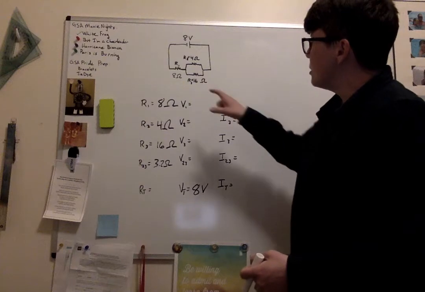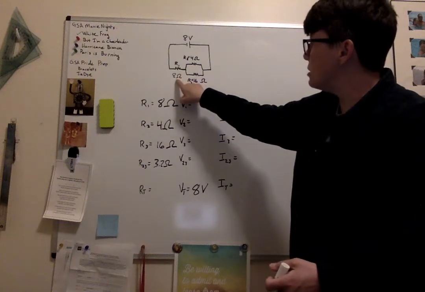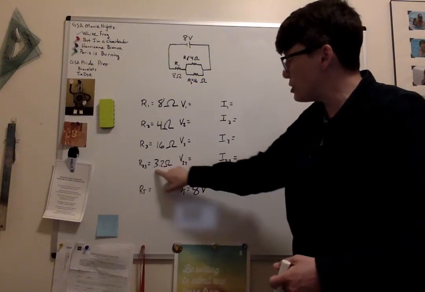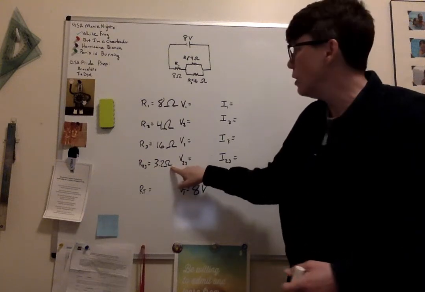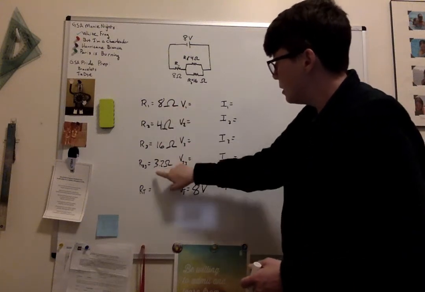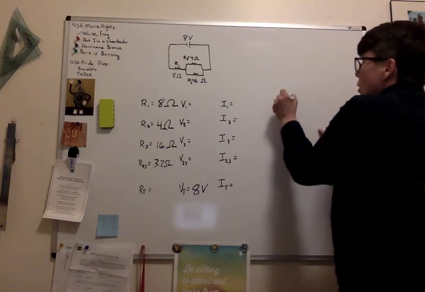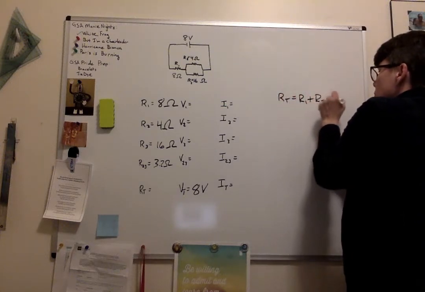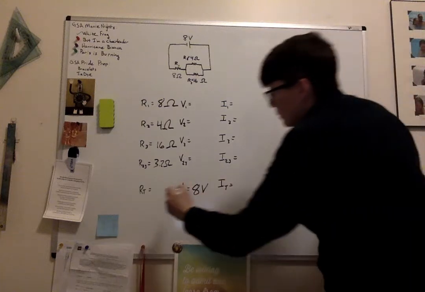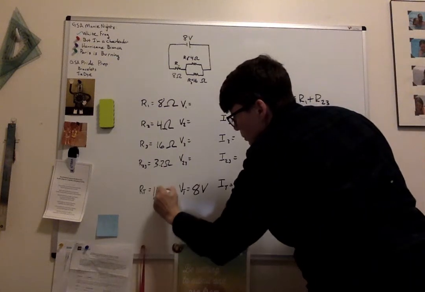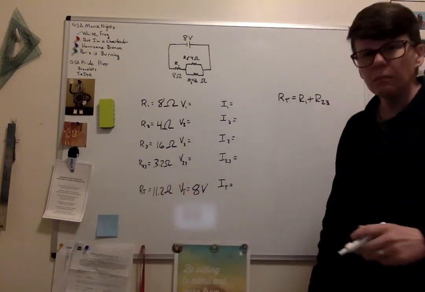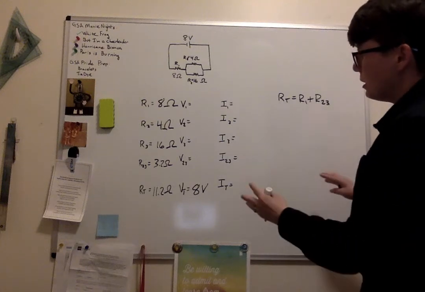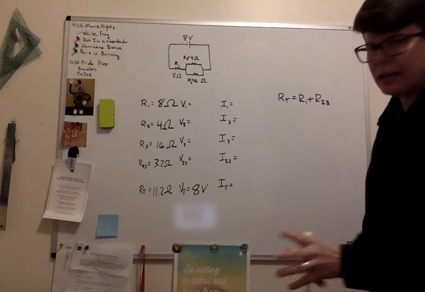What I recognize here is R1 is in series with the subtotal R2,3. So I'm going to add 8 ohms and 3.2 ohms. R total is R1 plus R2,3: 11.2 ohms.